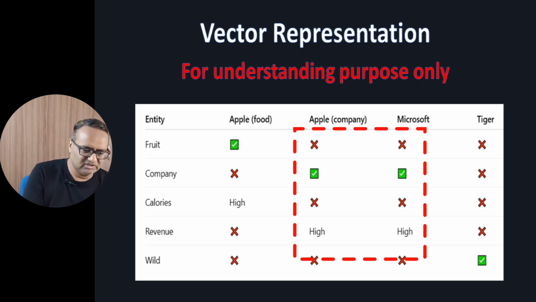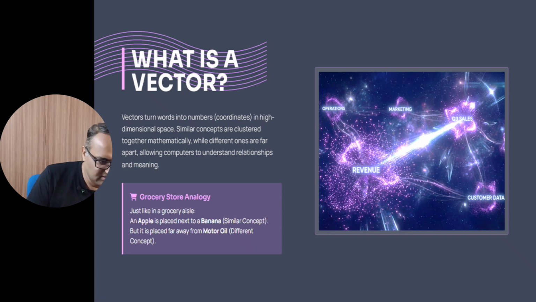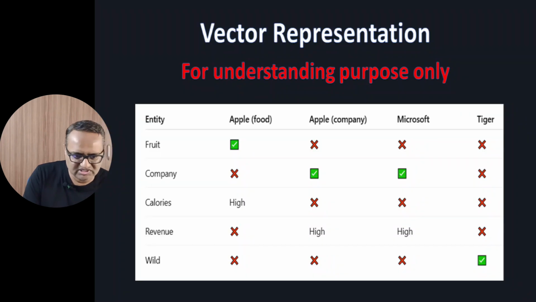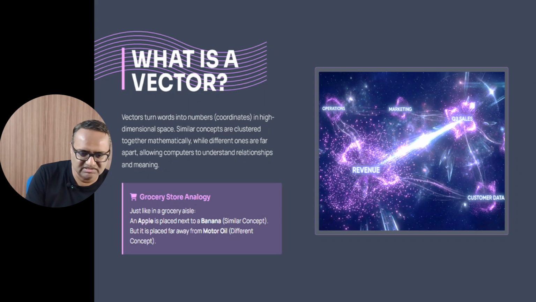If we go to the previous slide, it mentions that vectors turn words into numbers in high dimensional space. Similar concepts are clustered together mathematically, while different ones are far apart. So Apple and Microsoft are a similar cluster, as we can understand. Both are ticked here and here, and the coordinates look similar, so they are put nearby in the vector space we are talking about.